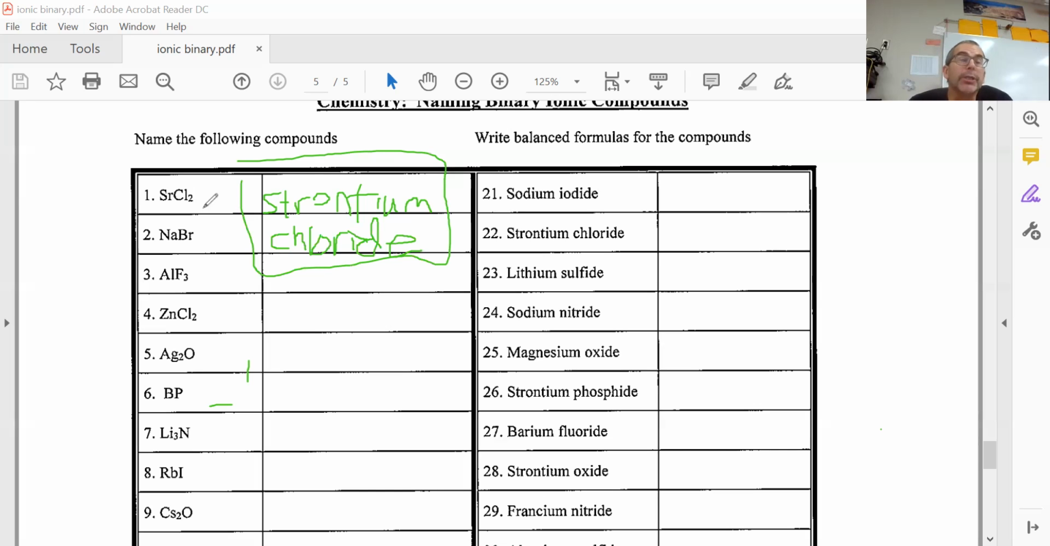We could look up charges, and we would find out strontium is +2, chloride's -1, and because chloride has 1 less charge, I have to double it in order to balance things out. But when you name these, you just name them. Don't worry about saying di or tri or anything like that. We'll do that when we do naming of covalent bonded substances.